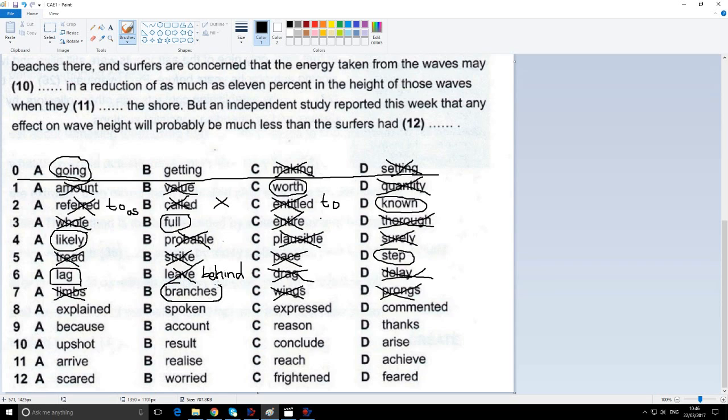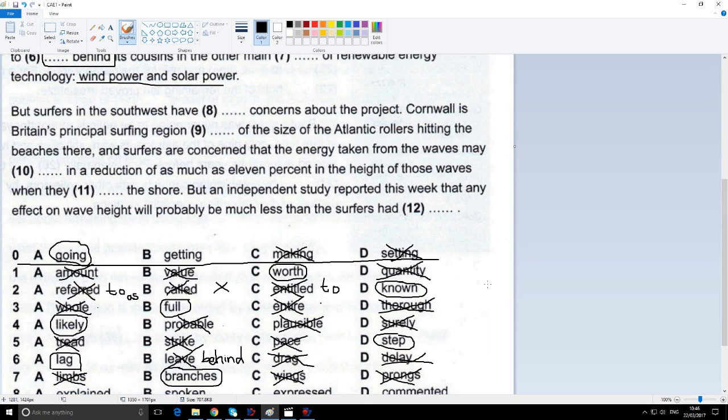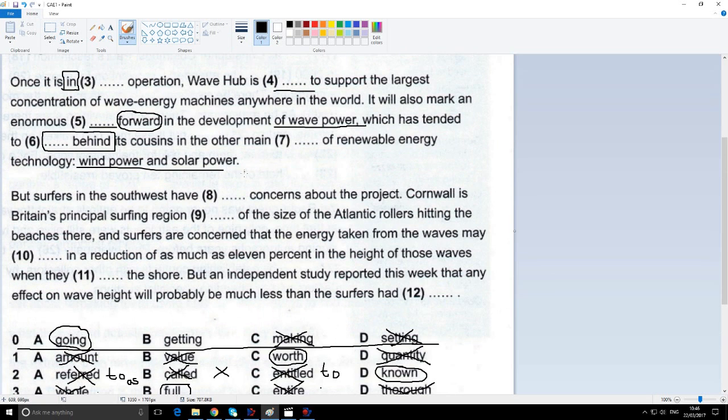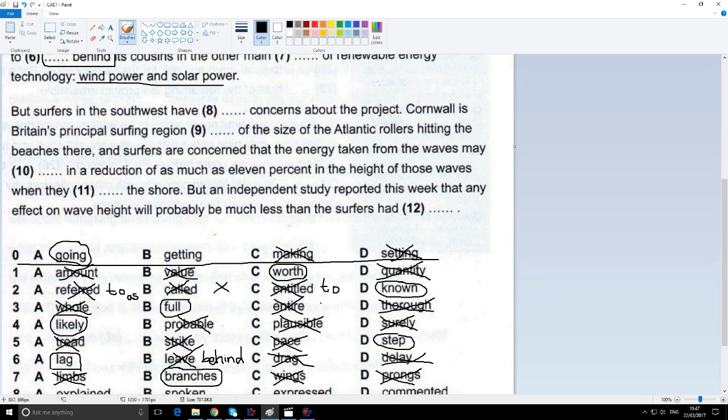We talk about different branches of a bank, meaning different outlets of that bank. And you might say there is a branch of this bank on the high street, but there's also a branch of the bank in the local shopping centre. So you can certainly use this word branches to mean different types of things, and it works here, the other main branches of renewable energy technology. So that word works well.